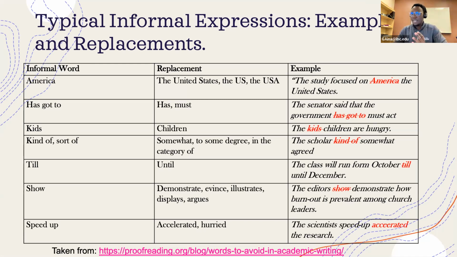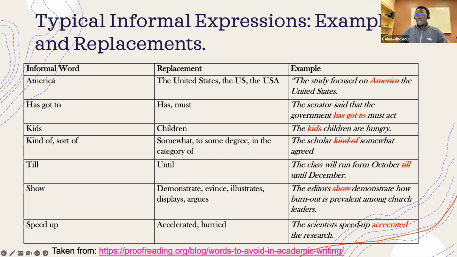Instead, use a more direct synonym, words like demonstrates, evinces, illustrates, displays, argues. For instance, the editors demonstrate how burnout is prevalent among church leaders. So sometimes we might say the editors show how burnout is prevalent among church leaders. Try to avoid the word show. Instead, use a more direct synonym that sounds sophisticated, like the editors illustrate how burnout is prevalent among church leaders.